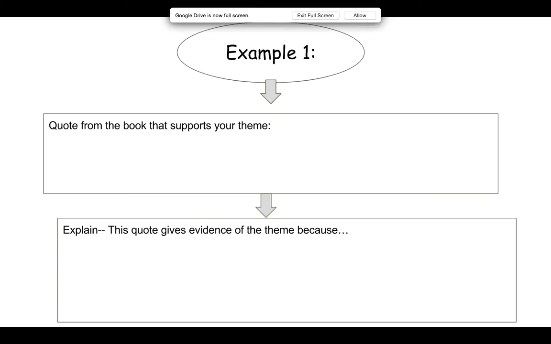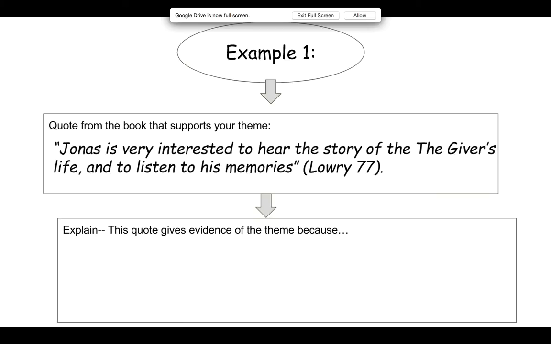My first example that I'm going to find is coming from page 77, and it says this: "Jonas is very interested to hear the story of the giver's life and to listen to his memories." I'm going to put it in quotation marks because it is not my words. Remember, quotation marks do not necessarily mean somebody is talking, but it means that you are taking those words out of the pages of the book.